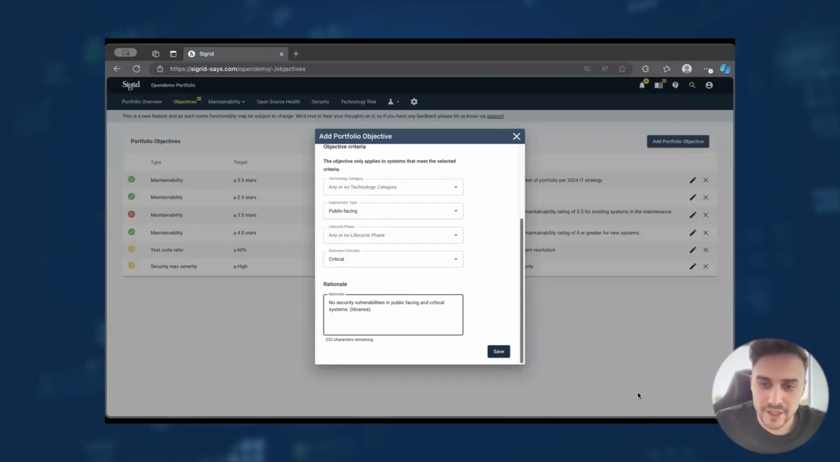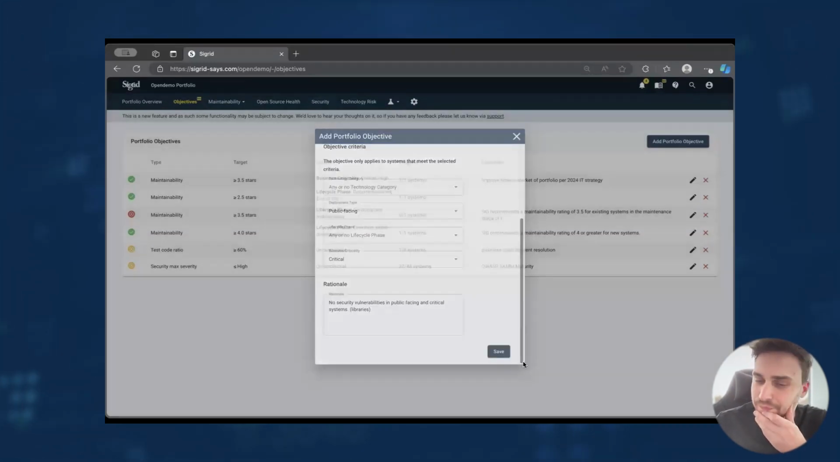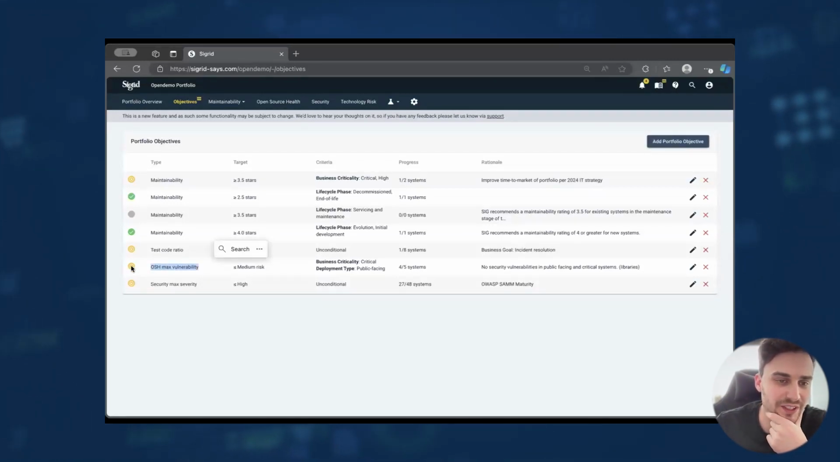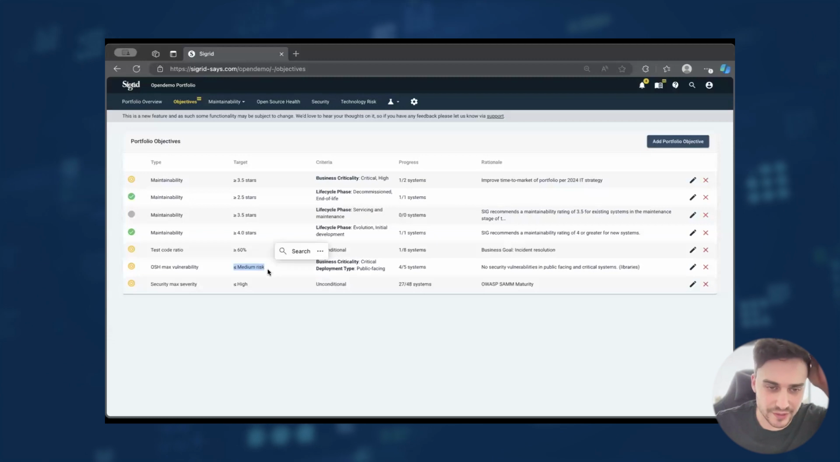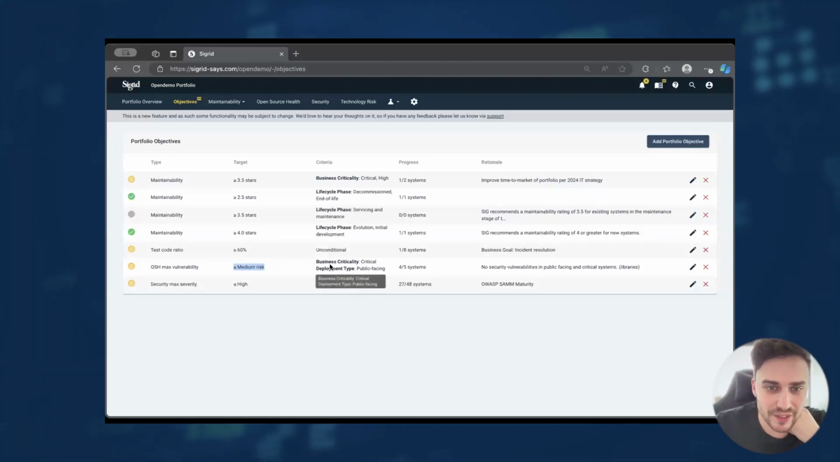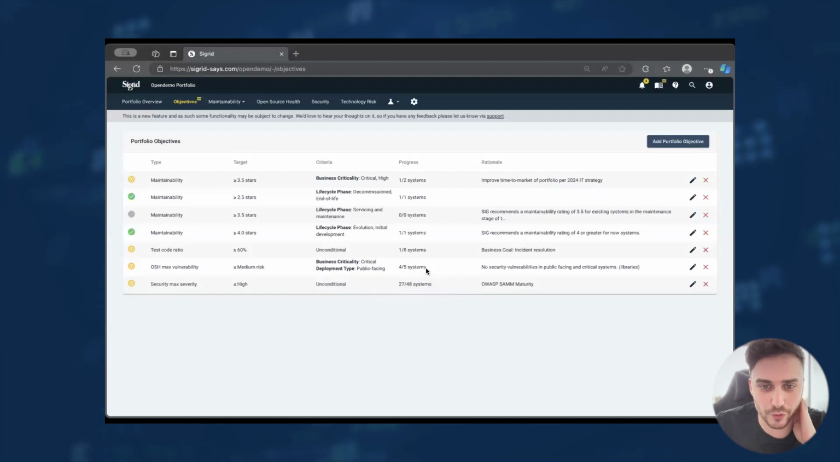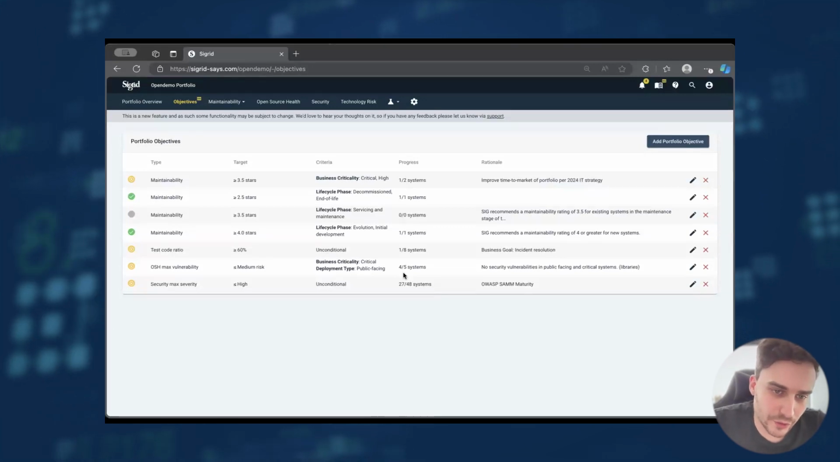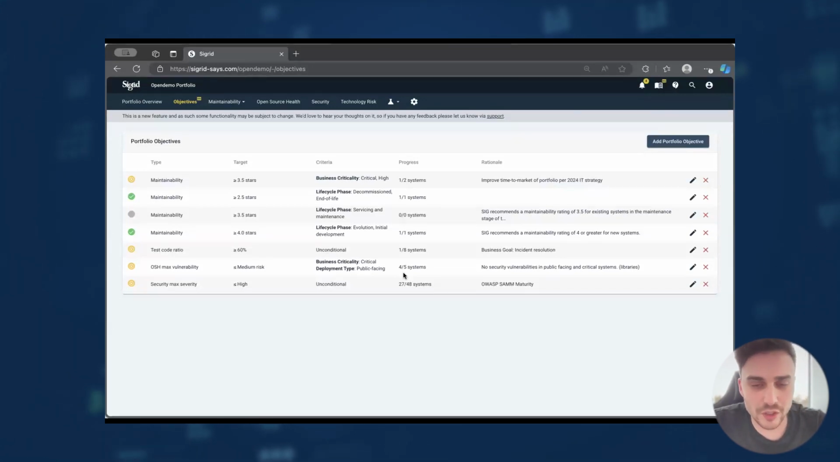Libraries. So let's hit save. And then we see a new item popping up here where the objective is not met yet. The target is no medium risk or higher. The criteria is all the critical systems and public facing systems. And then we see the progress that 4 out of 5 systems with this criteria are already adhering to the objective. So there's still 1 system left that should be fixed, and then you are in the clear.